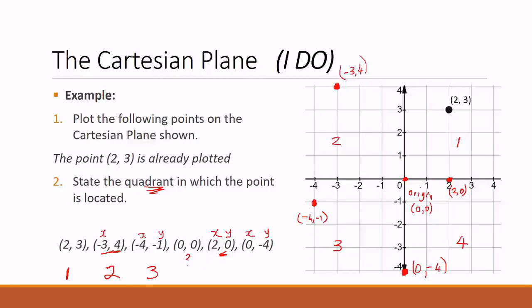And well, it could have all 4, but 2, 0, so this one here could be possibly in quadrant 1 or quadrant 4, and this last one down here could be in quadrant 3 or quadrant 4. We actually don't define those as being in a quadrant because they actually sit on the axes. So just be careful, there might be little tricks like that.